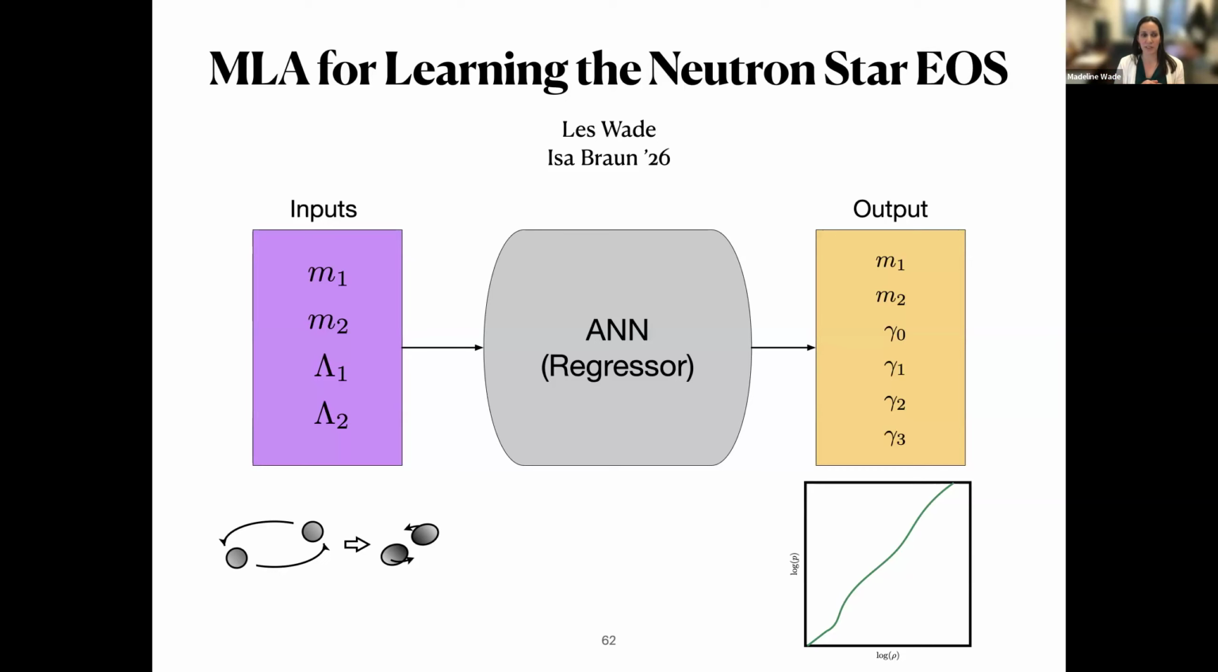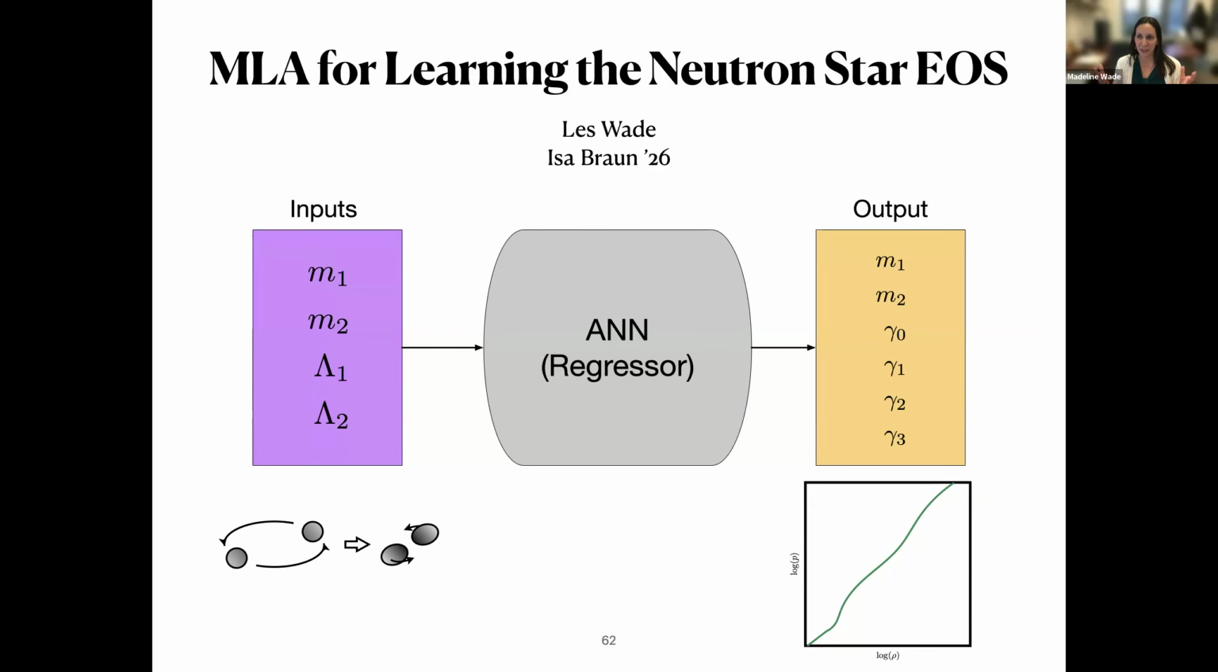The input of this is going to be, for a given set of stars, the masses of the stars and their tidal deformabilities, these lambda parameters, so how squishy they are. We're in the process of teaching an artificial neural network how to take those inputs and predict the masses and the parameters that tell us how to draw the equation of state.